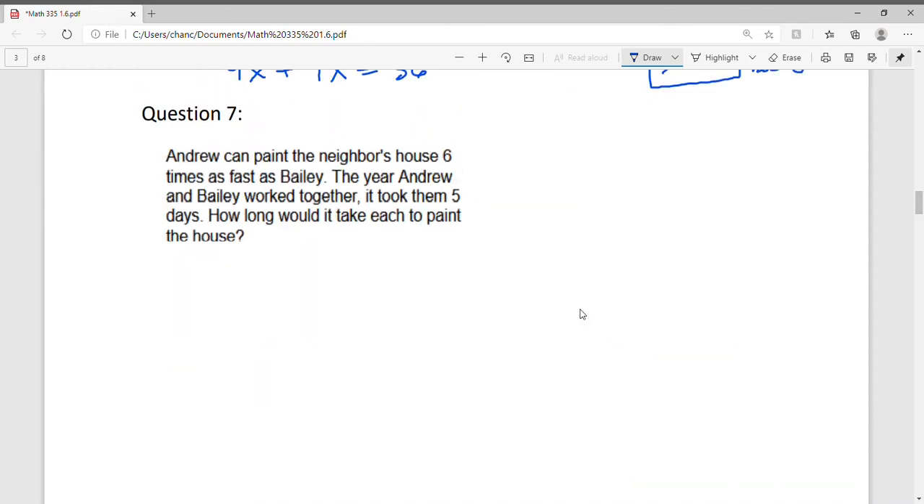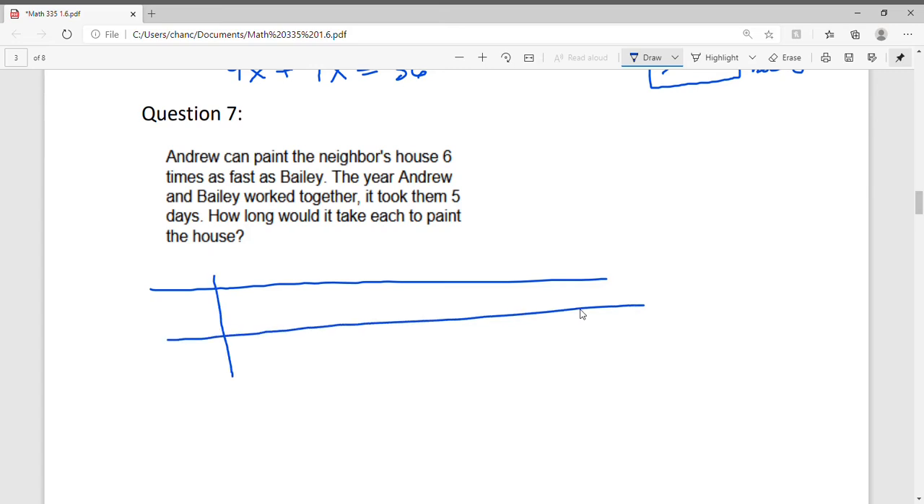For question number 7, again, we'll make another table. We have 2 individuals. Andrew can paint the neighbor's house 6 times as fast as Bailey. The year Andrew and Bailey worked together, it took them 5 days. How long would it take each to paint the house? Now we have 2 individuals. We have Andrew and we have Bailey.